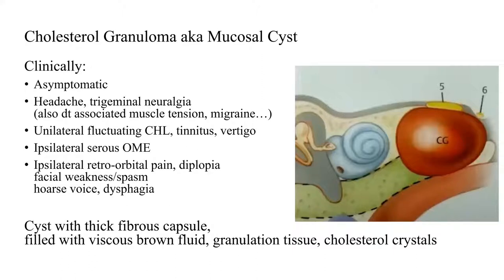The cyst itself has a thick capsule, and it's filled with what was initially thought to just be cholesterol, but it's actually a sort of viscous brown fluid with granulation tissue.